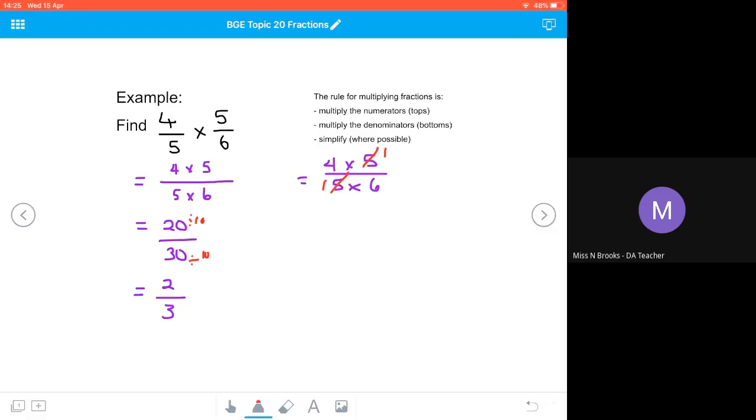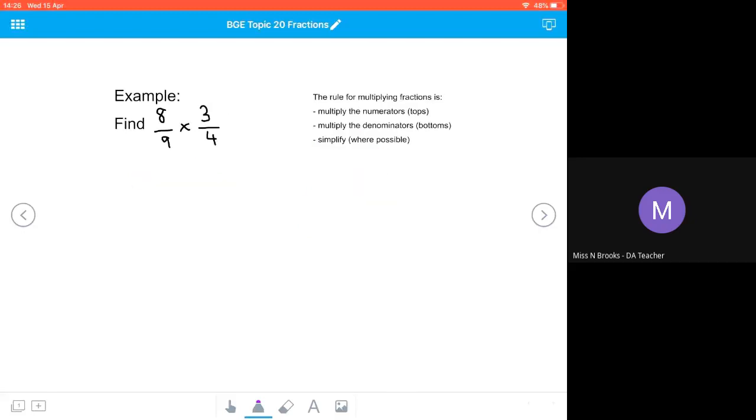Then 4 and 6 have both got a common factor of 2. So if we divide 4 by 2, we're going to get 2. And if we divide 6 by 2, we're going to get 3. And now it makes our calculation a lot simpler, because we're doing 2 times 1 is 2, and 1 times 3 is 3, and you can see we get exactly the same answer, but we've just done it in a slightly different way.